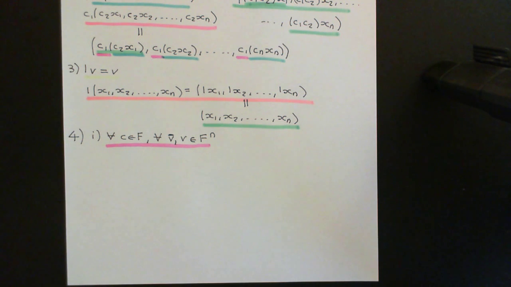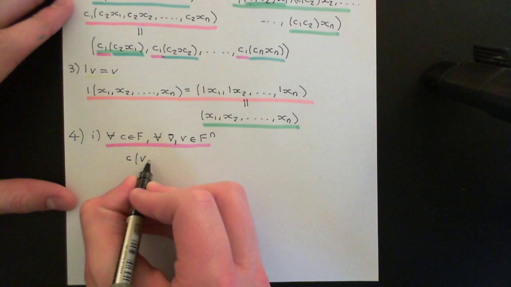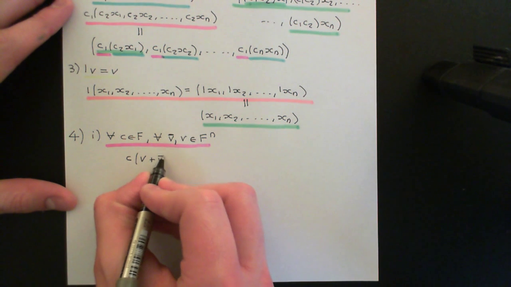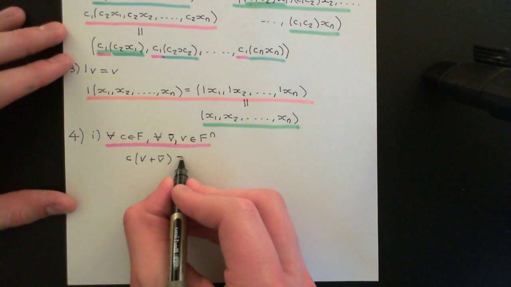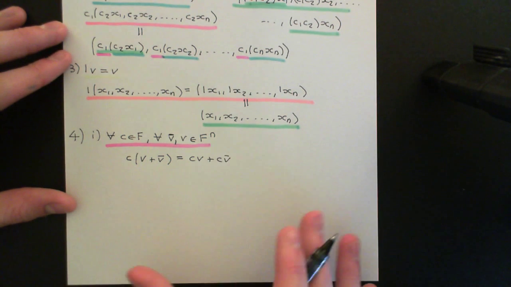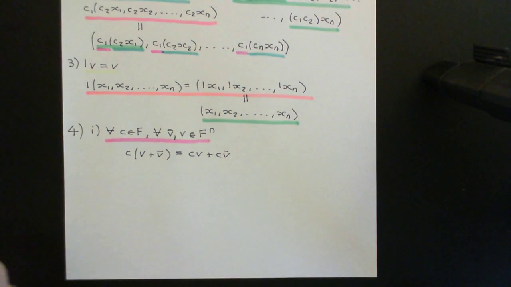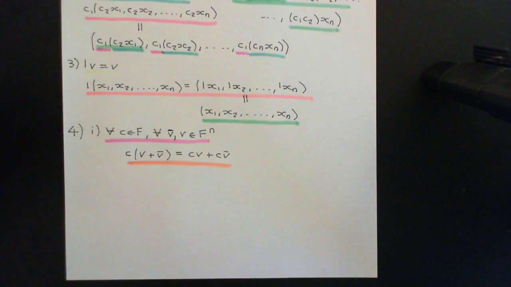So take two vectors from your set Fn, and we want to prove that if we take c scalar multiplied by the addition of v plus v bar, so we've added these two vectors together, it's the same as if you firstly scalar multiply each of them and then add them in the vector space afterwards. So this is distributivity, the first distributive law.